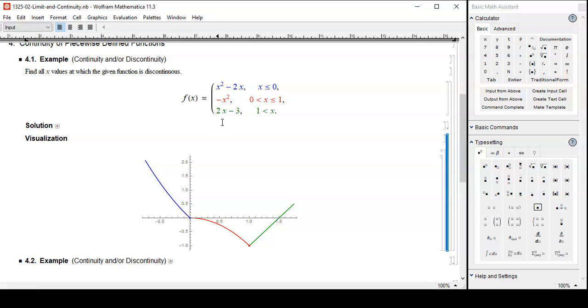So there's no way that this function can be discontinuous at any point other than x equals 0 and x equals 1. x equals 0 is the boundary point between the first line and the second line, and x equals 1 is the boundary point for the second line and third line, right here and right there, in terms of x value, that is.